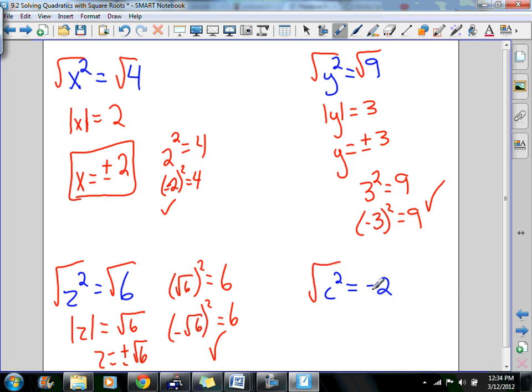Last one, we square root both sides. And we get the absolute value of c is equal to, square root of a negative number means no solution. So there you go. Those are all the cases of what the problems can look like.